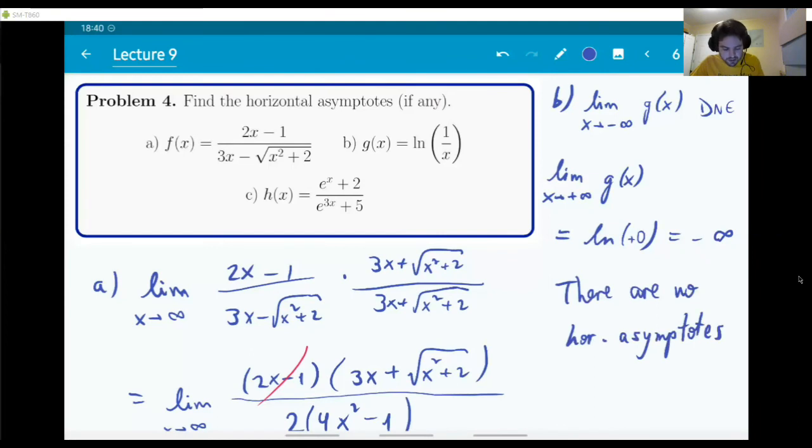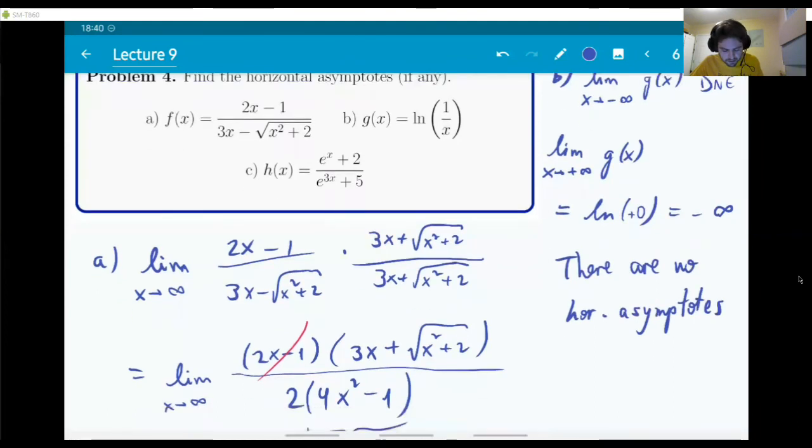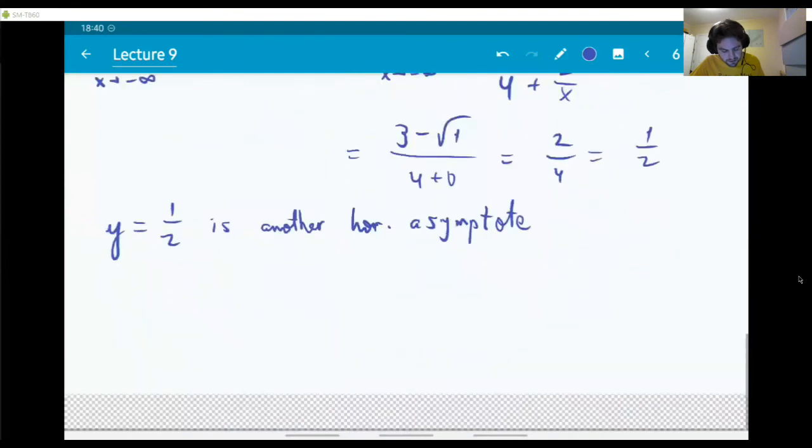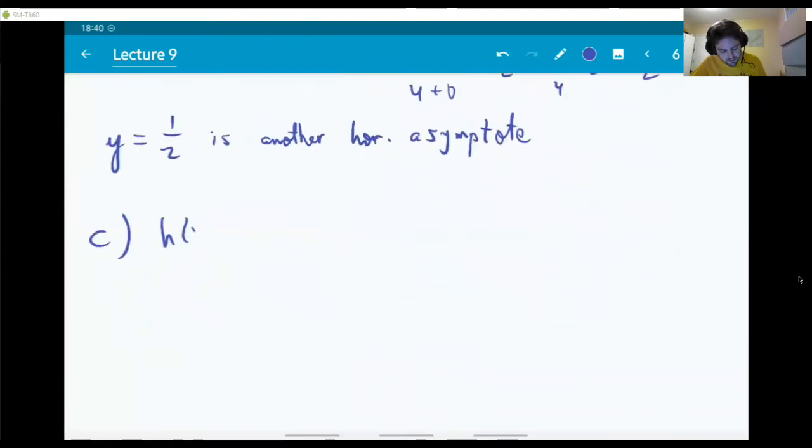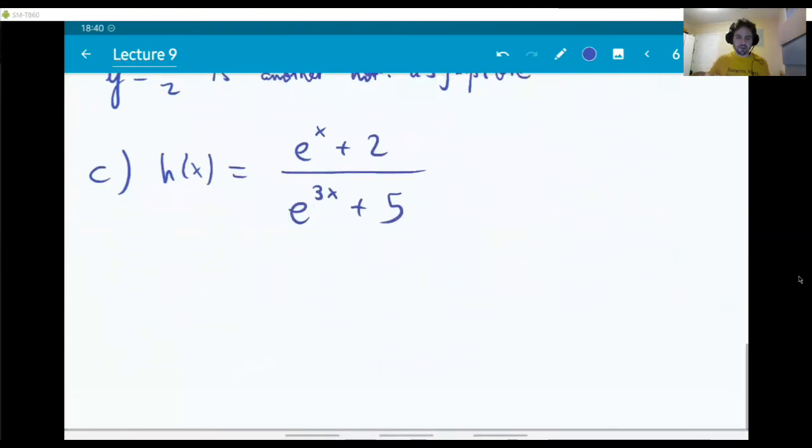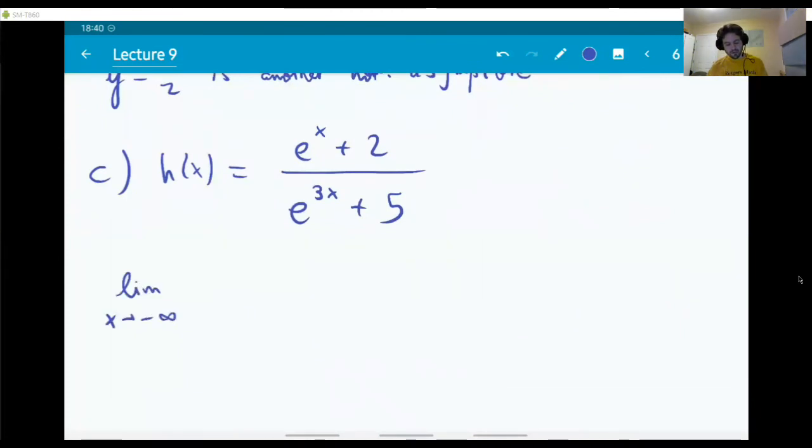And we're gonna do h down there, e to the x plus 2 over e to the 3x plus 5. Finding the two limits for h. The limit at minus infinity does not give you any trouble, actually. Think about it. E to the x, once again thinking about the graph of the function, it starts out at 0 when x is minus infinity.